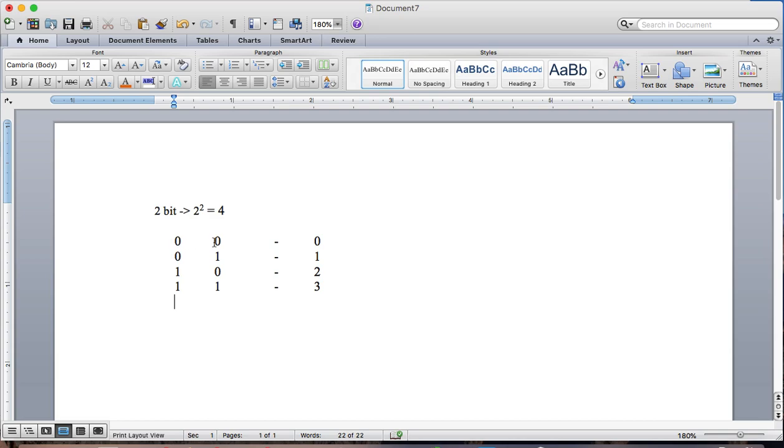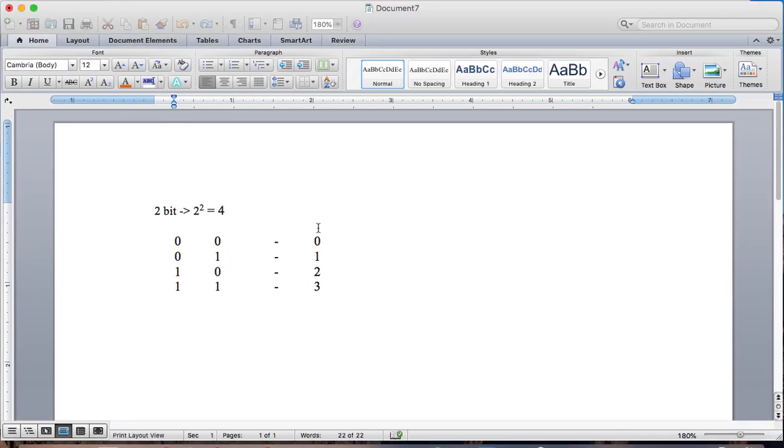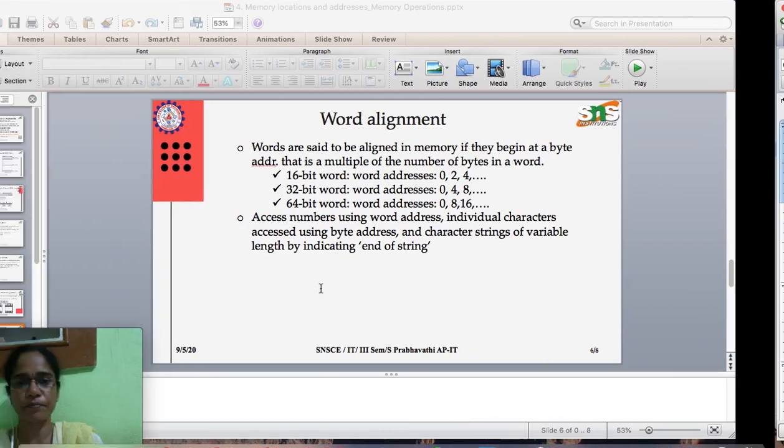Okay, so see here, 0 0 is one address, 0 1 is one address, 1 0 and 1 1. If we represent these binary numbers in decimal, they are 0, 1, 2, 3. So 2 bits means we have four combinations. That's what is represented here for k bits. So 2 bits means 2 power 2, which is 4 memory locations, is it not? The locations start from 0 and end at 3, so totally 4 locations.